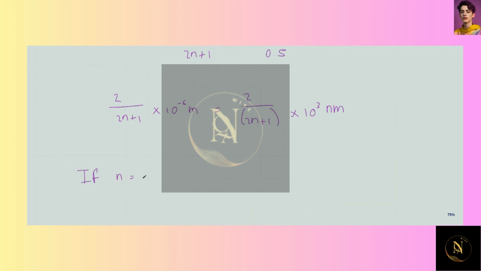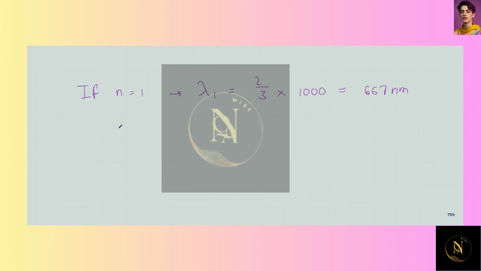And if we let n equal to 1, then we get the wavelength lambda_1 to be 2 over 3 times 1000 nanometers, which is 667 nanometers, which is in the visible range. If we then let n equal to 2, we get the wavelength lambda_2 to be 2 over 5 times 1000, which gives us the wavelength of 400 nanometers. And so it turns out that light waves of wavelengths 400 nanometers and 667 nanometers will be absent from the light coming out of the hole.